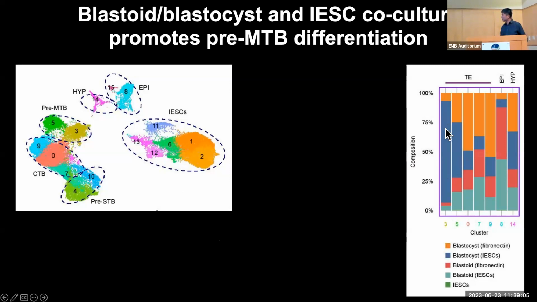in this case, the blastocysts, the blue color means the blastocyst cells co-cultured with the stroma, and the yellow color here means the blastocyst cultured just on the fibronectin dish. So it seems like co-culturing with the stroma promotes a differentiation of the trophoblast cells into these pre-migratory cell types. And we also see this to a lesser extent in the blastoid as well. And here, cluster 3 is within this group.